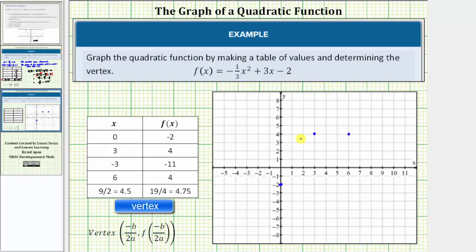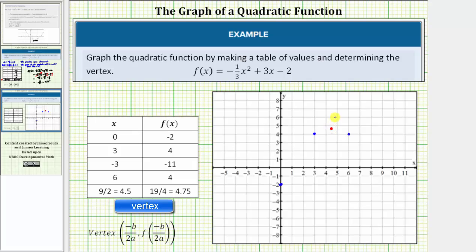And now let's go ahead and graph the vertex, which will help us make an accurate graph of the parabola. So the ordered pair for the vertex is 4.5, 4.75. Using the decimals will make it much easier to graph than using the improper fractions. So from the origin, we go right 4.5 units, and then up 4.75 units. Up 4.75 would be just below 5 here.